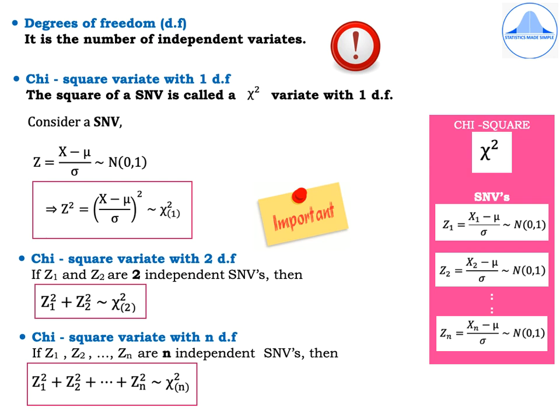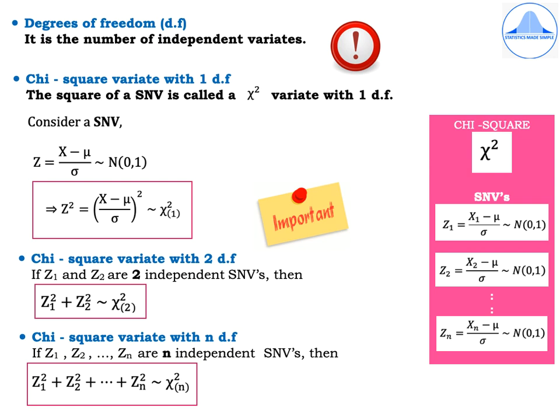So if I have Z1, Z2, and so on up to Zn as n independent SNVs, and if I square each one of them and add them up, then I get the expression Z1 square plus Z2 square plus so on plus Zn square, and this will follow which distribution? It will follow the chi-square distribution with n degrees of freedom.